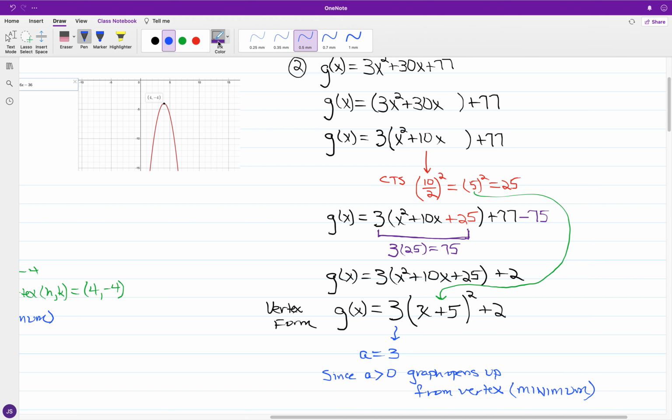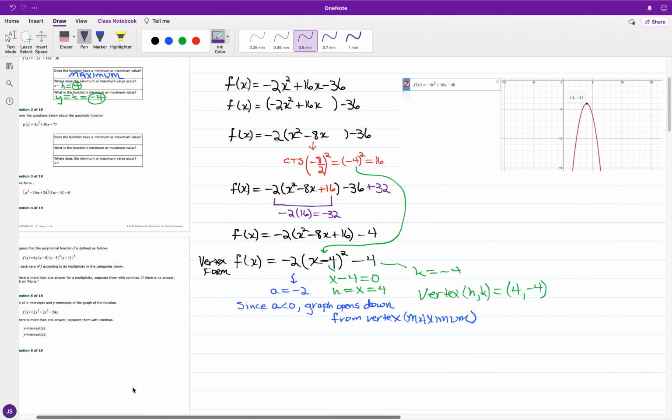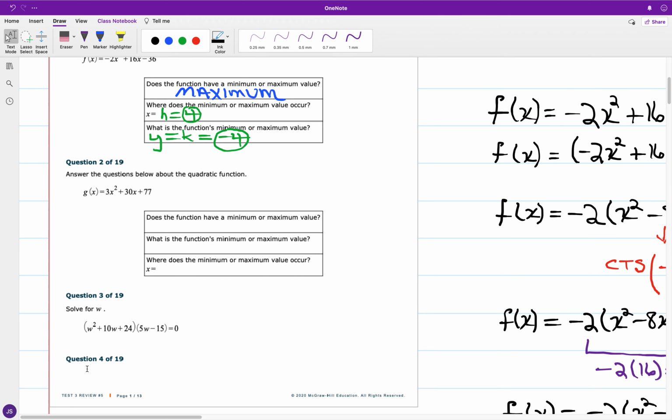In the determination of h and k, we have x plus 5 equal to 0. For the h, h is equal to x, which would be at -5. And for the k value, k is equal to 2. Here you had to be careful with the line of questions. Does the function have a minimum or maximum value? This time, it's going to have a minimum.